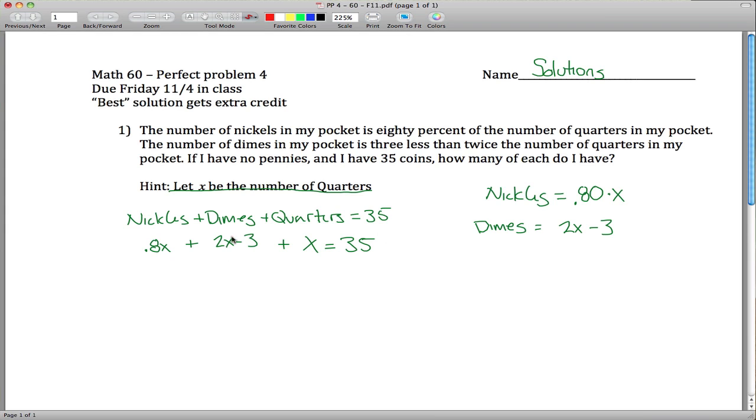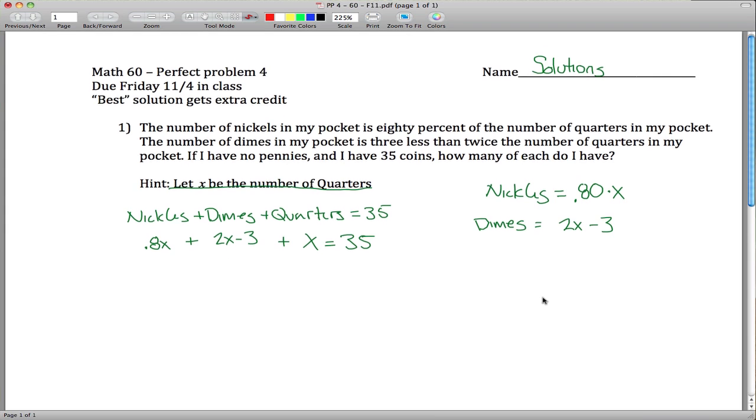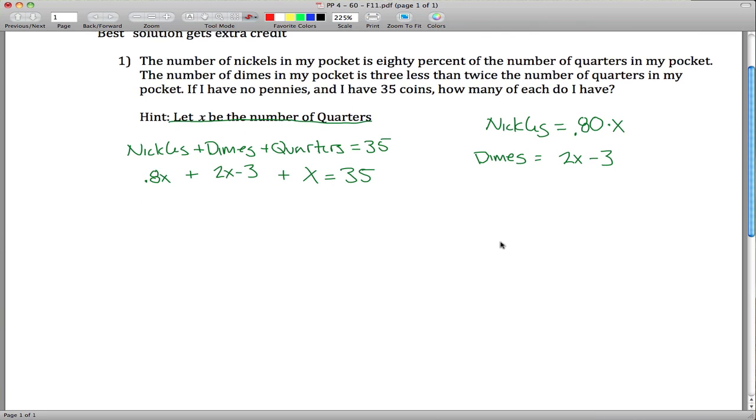So we get this equation right here, which we'll need to solve. But I think the hardest part is done. I think the hardest part is changing it from a word problem into this equation right here. This equation we can solve, maybe add 3 to both sides, and we'll get 0.8x plus 2x plus x is equal to 38.